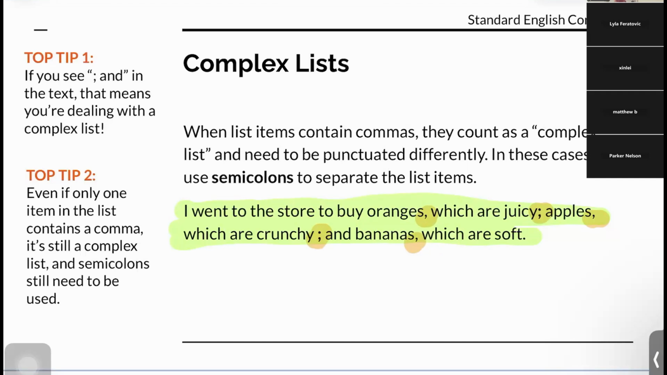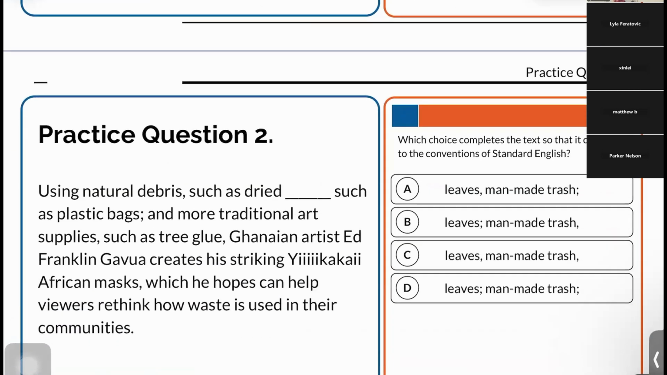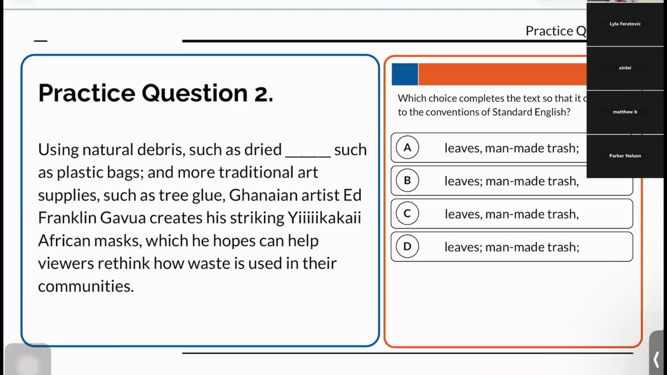Sounds kind of goofy, but there will be questions that test this. So I want to look at one and break it down. Okay, so this question: using natural debris, such as dried blank, such as plastic bags, and more traditional art supplies, such as tree glue, Ghanaian artist Ed Franklin Gavua creates his striking Yikai African mask, which he hopes can help viewers rethink how waste is used in their communities.